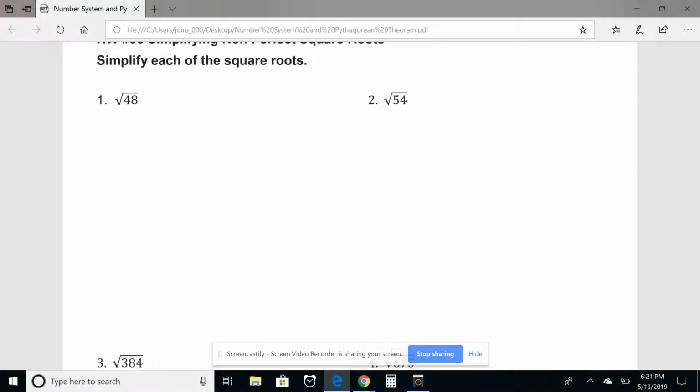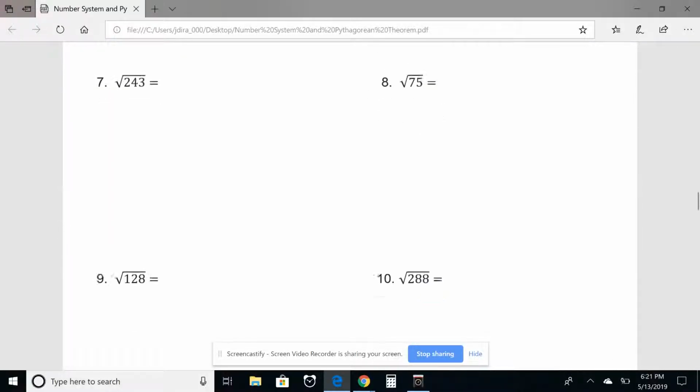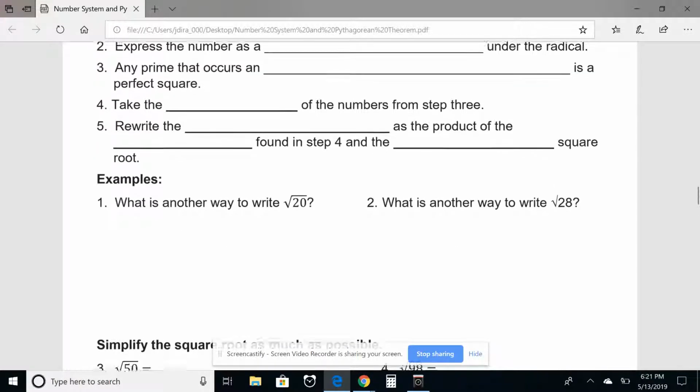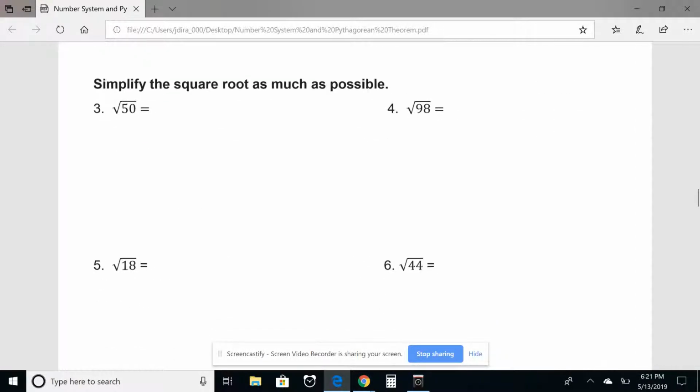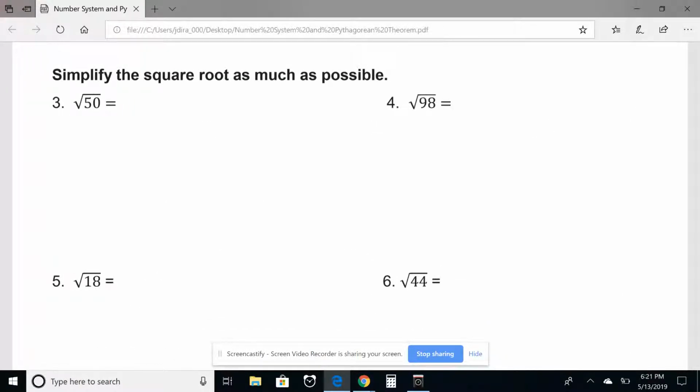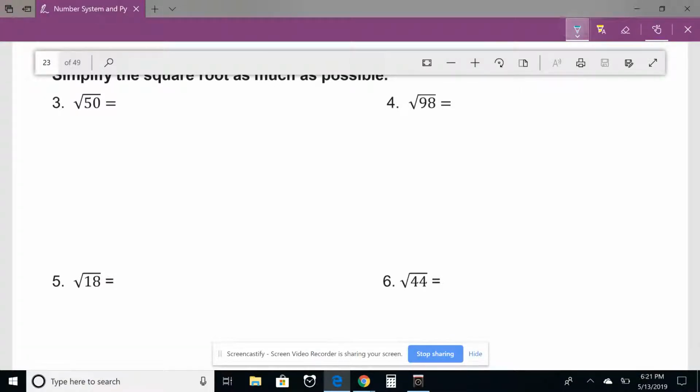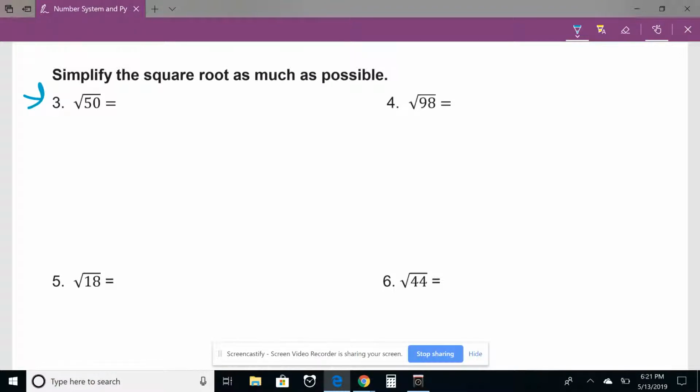In today's video, we're going to be looking at square roots and simplifying them using the factor tree method. So let's take a look at this question right here. So here's the factor tree method.